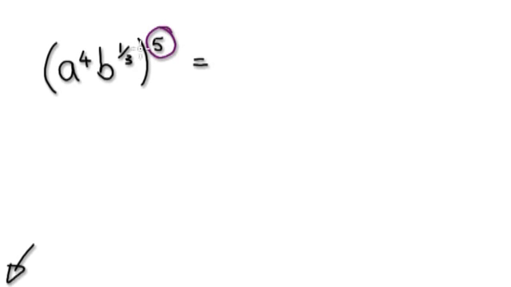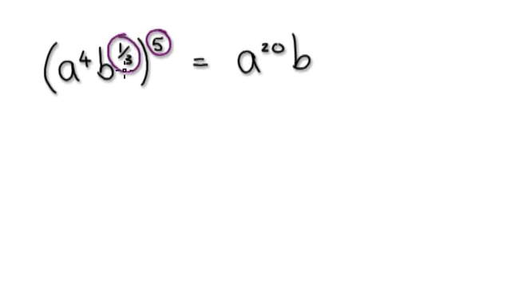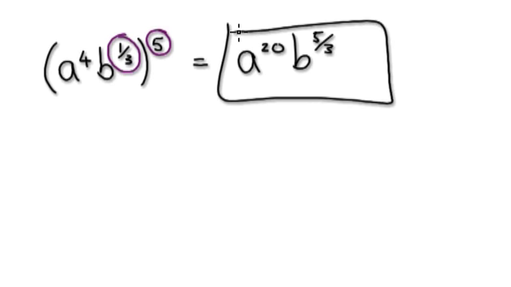So here, to simplify this, you would get this times this. Okay? And then later on, you get this times this. So it would be this here. So it would be a to the power of 20, because 5 times 4 here. And then b, well, just get this times this. Even though it's a fraction, you can still times it too. So it would be 5 over 3. Okay, so this would be your answer.